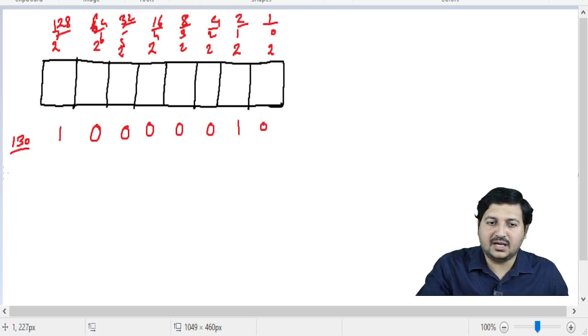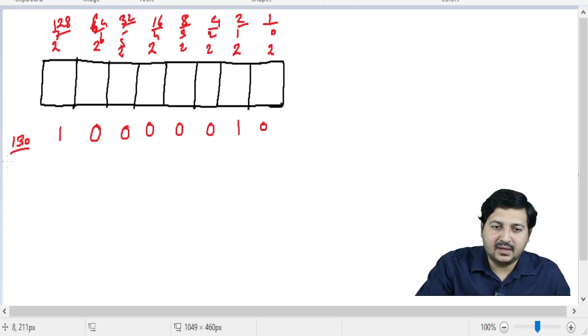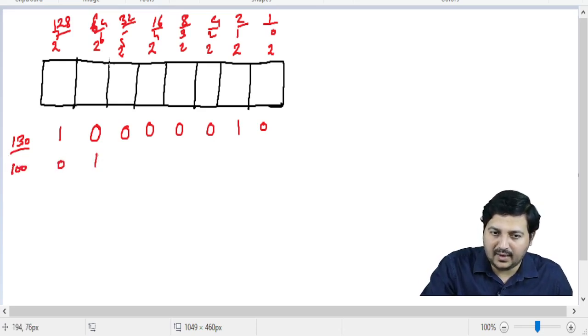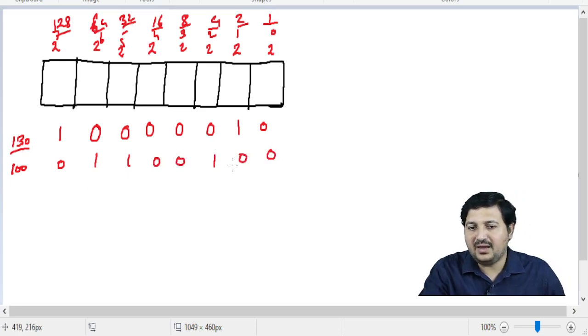This is the way to convert. For example, I have 100. How to convert? 0, 1 for 64, plus 32. 64 plus 32 is 96. 96 means I still need 4. So I can make all zeros except 4. This is the way to convert.